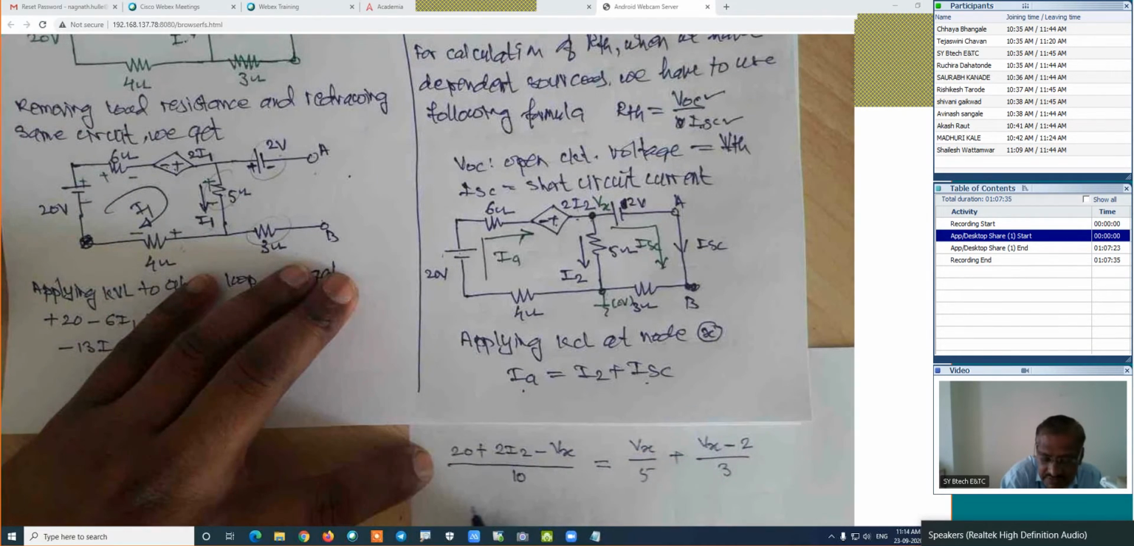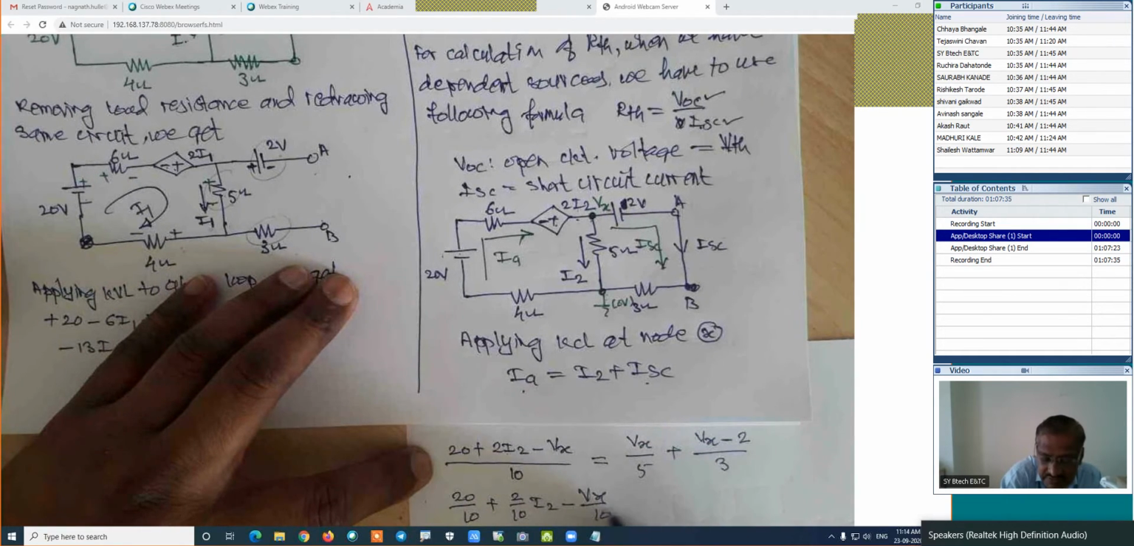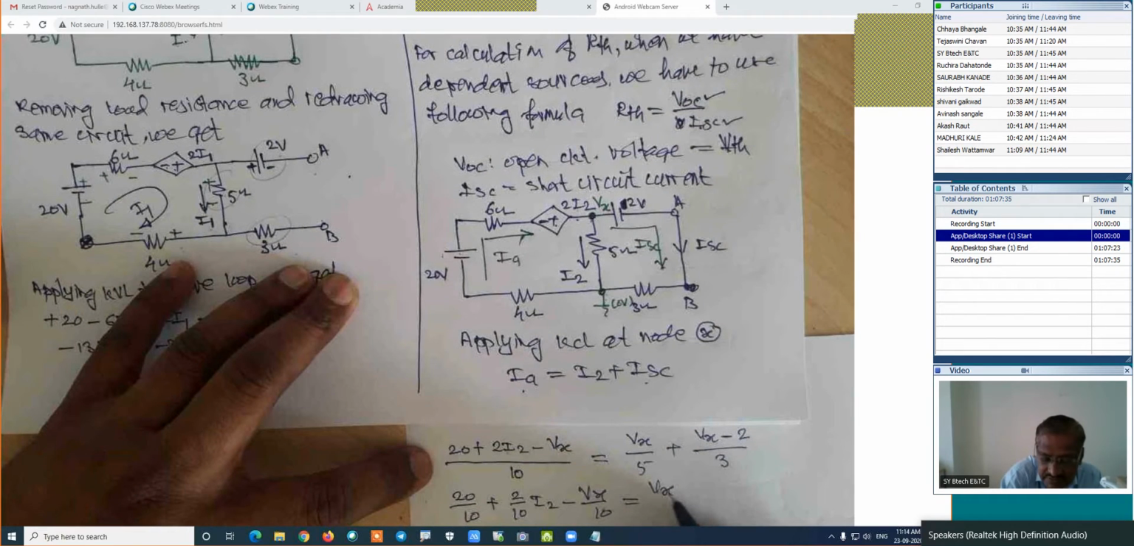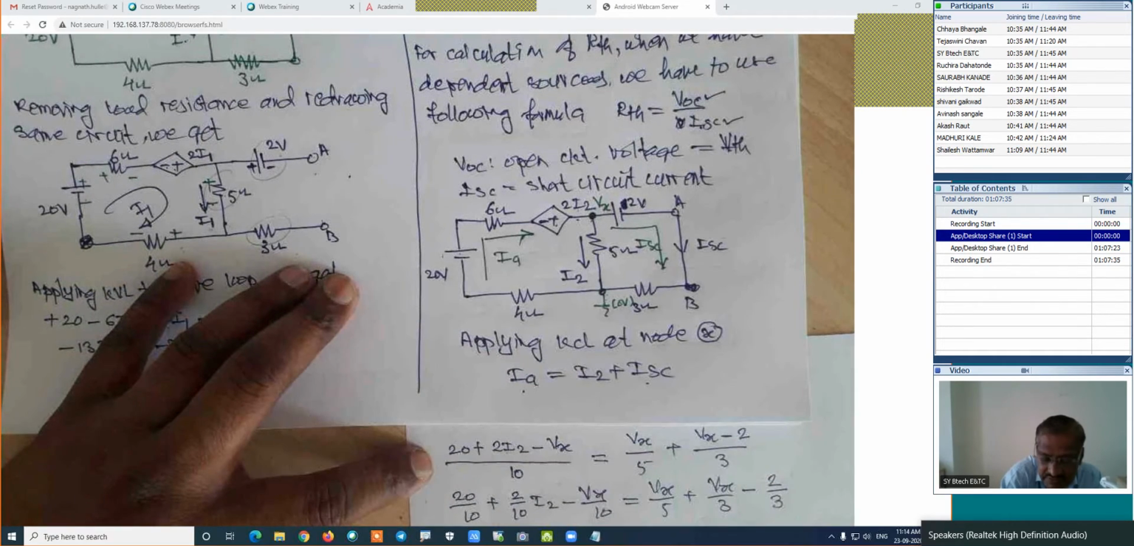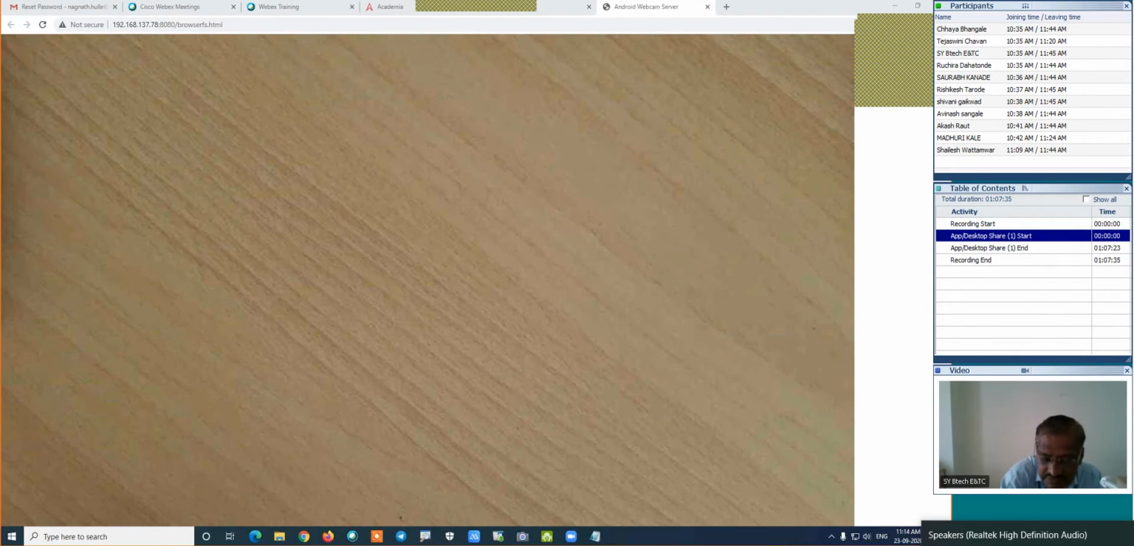If we are simplifying this equation, it is 20 divided by 10 plus 2 divided by 10 into I2 minus Vx divided by 10, which is equal to Vx divided by 5 plus Vx divided by 3 minus 2 divided by 3 is the value. If we are simplifying this complete equation, how will its simplification be? Yeah, it is something like this.